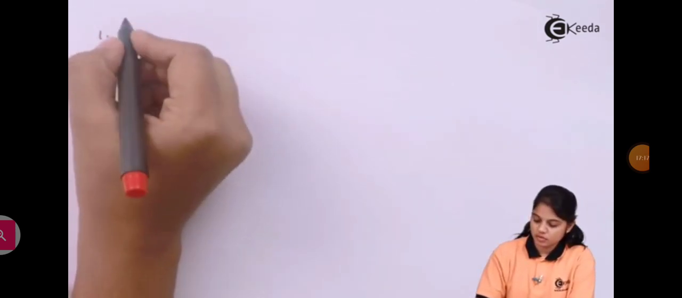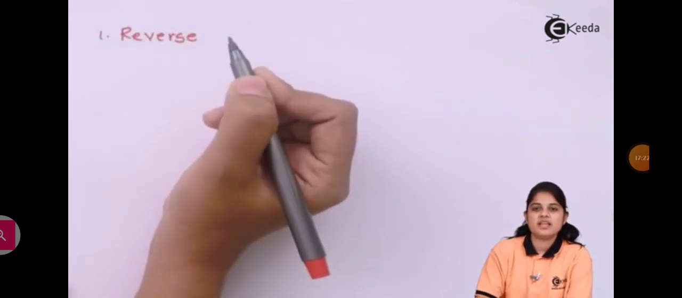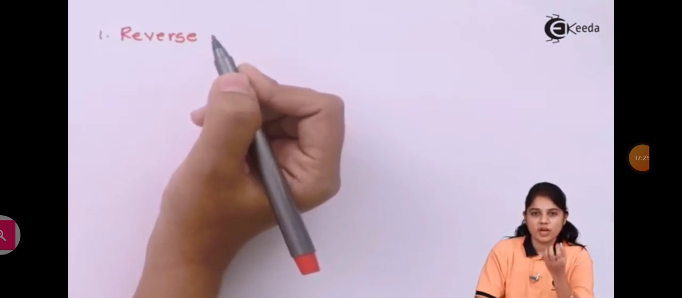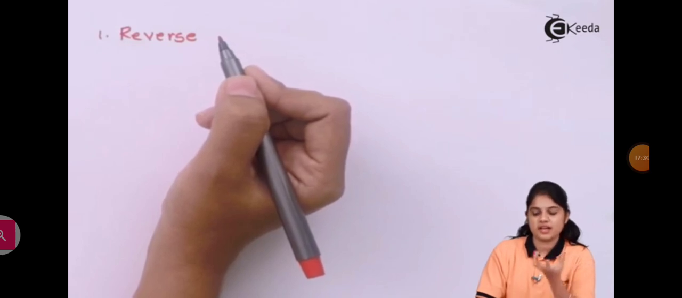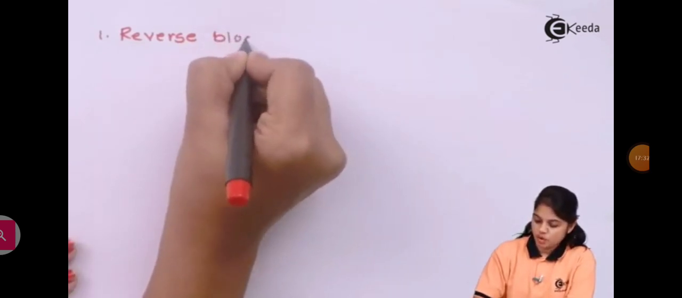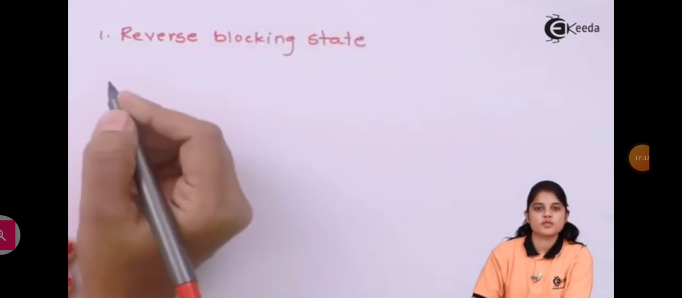Now how to switch on SCR and how to switch off SCR, what the current and voltage requirements are so that my SCR will be on and off, we are going to see in the voltage and current characteristics graph. Before that, I'll list down the states. The first one: whenever my SCR is in reverse mode, that means the potential applied to the SCR is a reverse potential, at that time my SCR can be in a reverse blocking state. So first of all, I have a reverse blocking state.